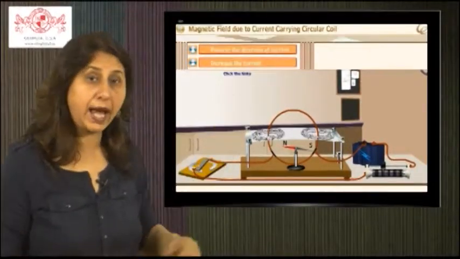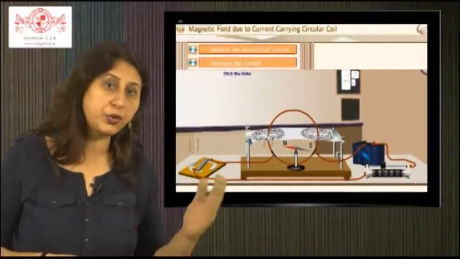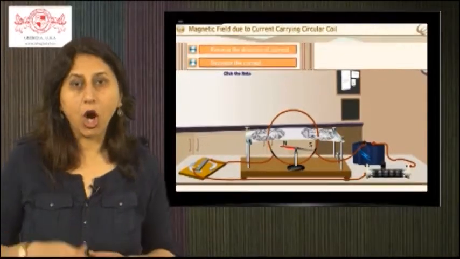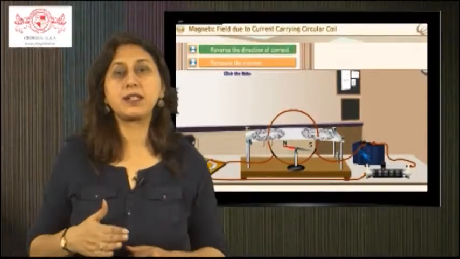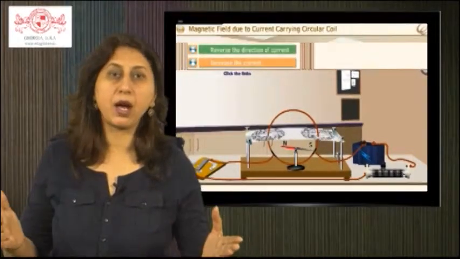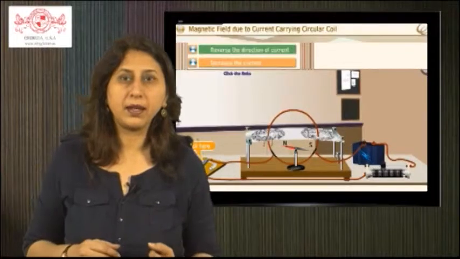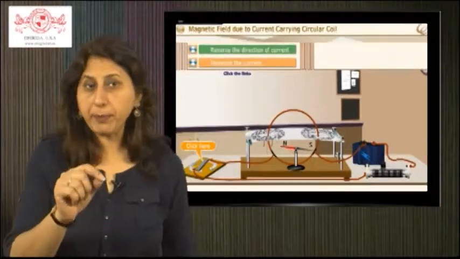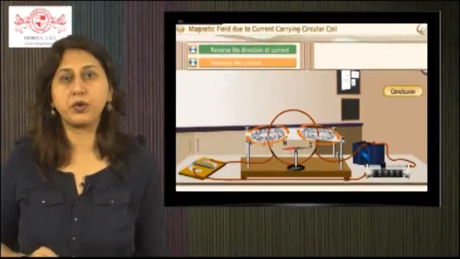Now observe what happens if the current is increased or decreased. On increasing the strength of current in the conducting wire, the number of lines of force around it increases. Let us take a look at the properties of these lines of force.